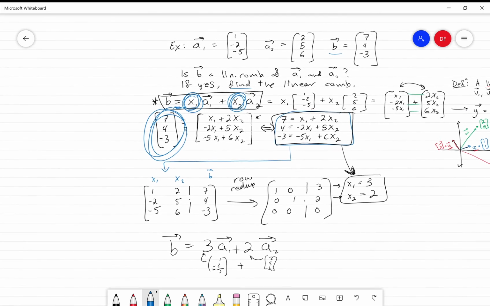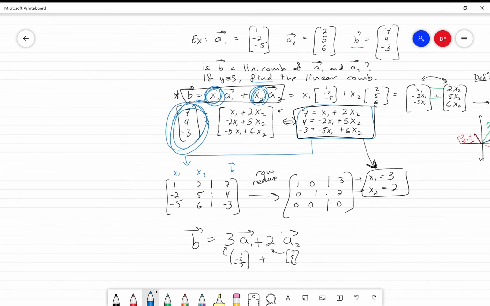So, now we've learned how to represent a system of linear equations using an equation with vectors in it. You see? So now we can formulate questions involving vectors as questions involving matrices and systems of linear equations. Okay?